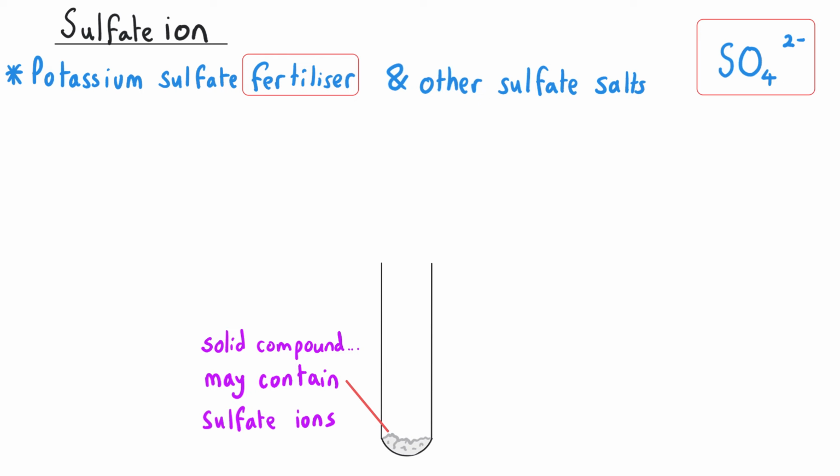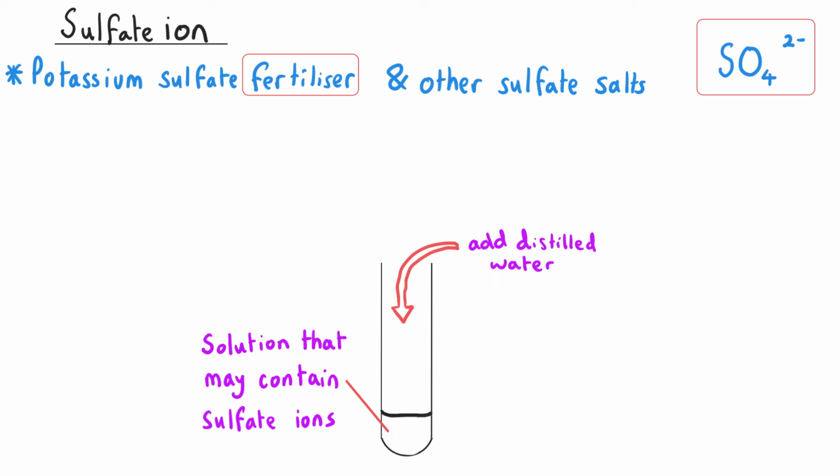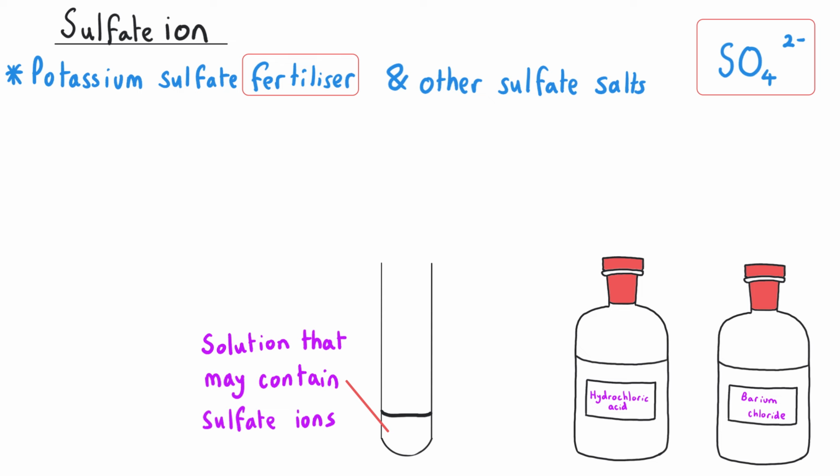This test only works if we have a solution, which means that if you've got a solid sample of this suspected sulfate, the first step is to dissolve this sample in distilled water in a test tube. Then we'll have a solution that we may think contains sulfate ions. To test for the presence of the sulfate ion, we would need two chemicals, and they are barium chloride and hydrochloric acid.